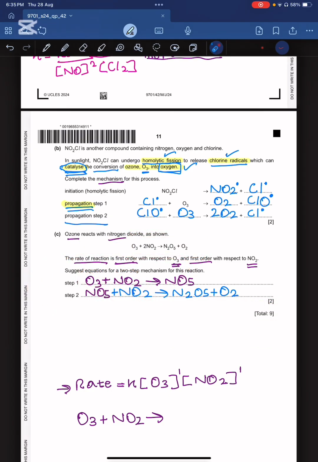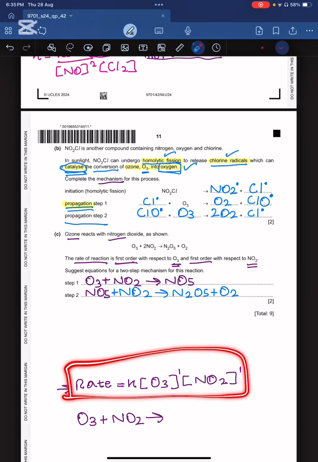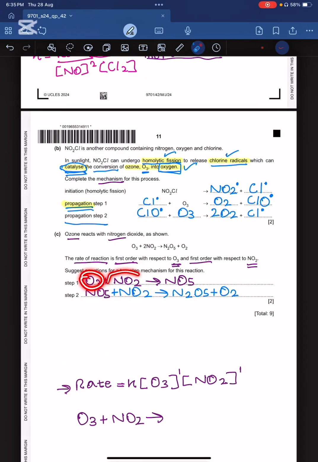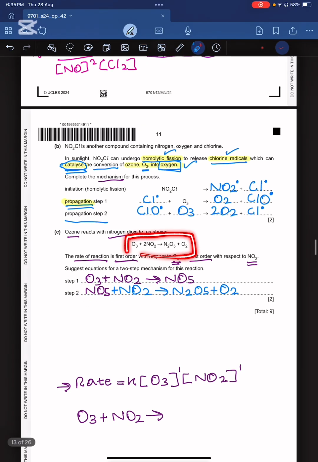I'll repeat this one more time. How did we do this? It's a two-step reaction, so you can follow the trick, which is to make the first step the slowest step. How did we get to the slowest step? We got the slowest step by using the rate equation. So O3 plus NO2 becomes NO5. This is an intermediate since it's a product in the first step, it's used directly in the second step, and it's not a part of the overall equation. So NO5 plus NO2 becomes N2O5 plus O2.